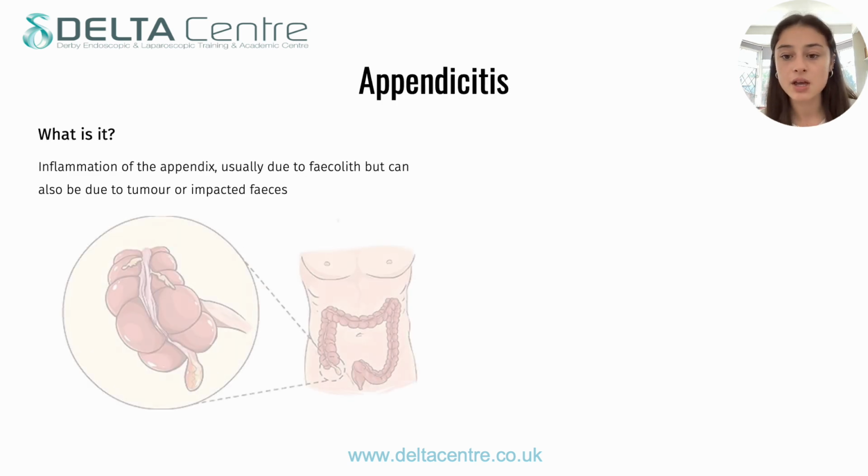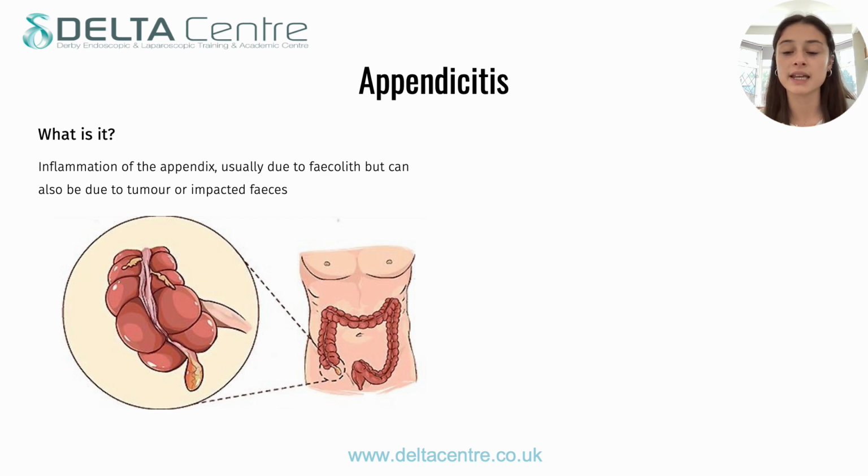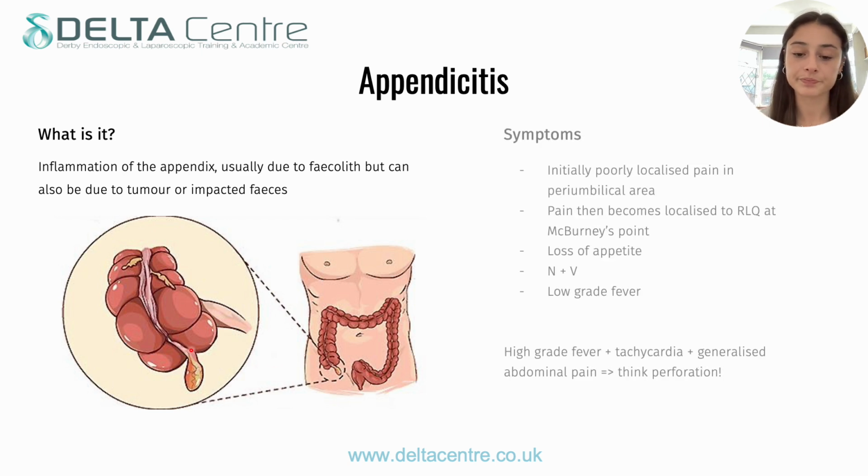So, what is it? Any word ending in itis means inflammation. So, appendicitis is inflammation of the appendix, usually due to fecalith, but it can also be due to a tumour or impacted feces. We've got a nice picture there showing the appendix that is normally found here, that looks quite inflamed.